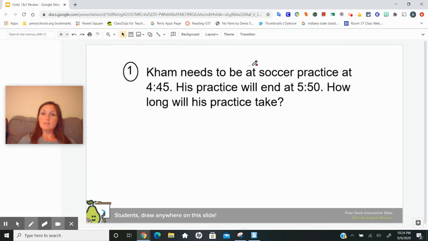So it says, Tom needs to be at soccer practice at 4:45. His practice will end at 5:50. How long will his practice take?